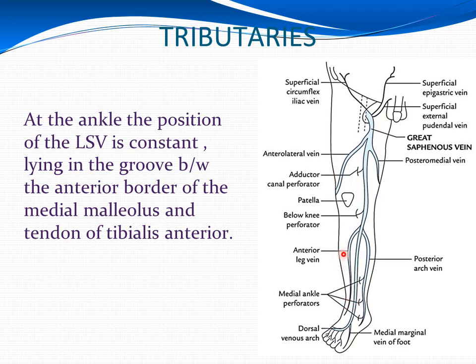Then we have the anterior leg vein. It extends diagonally across the shin of the tibia and joins the great saphenous vein. The shin of the tibia is subcutaneous, just below the knee, on the anterior aspect of the leg. You can make out the shin of the tibia. So it runs diagonally across the shin and joins the great saphenous vein.